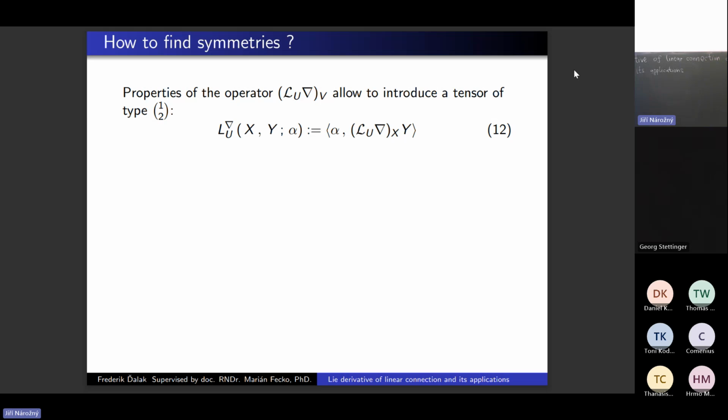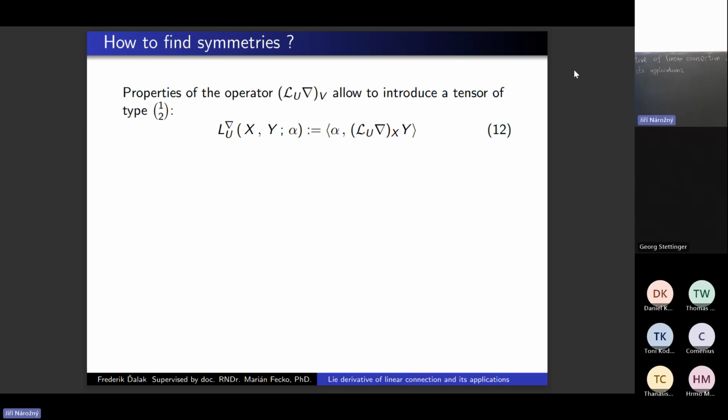So this is the L nabla U tensor, the tensor field which corresponds to the derivative of the connection nabla in the direction of the vector U. As I mentioned, this is a tensor field of type 1, 2, which means you can fill it with two vector fields x and y, and a one-form, a covector alpha. It's defined by taking the operator of the derivative of the connection in direction of u, expressed in the direction of the vector x and applied to the vector y. This gives you a vector field, and you insert this vector field into the one-form alpha. It is usually shown that this is linear in all three slots, so it's a well-defined tensor field.